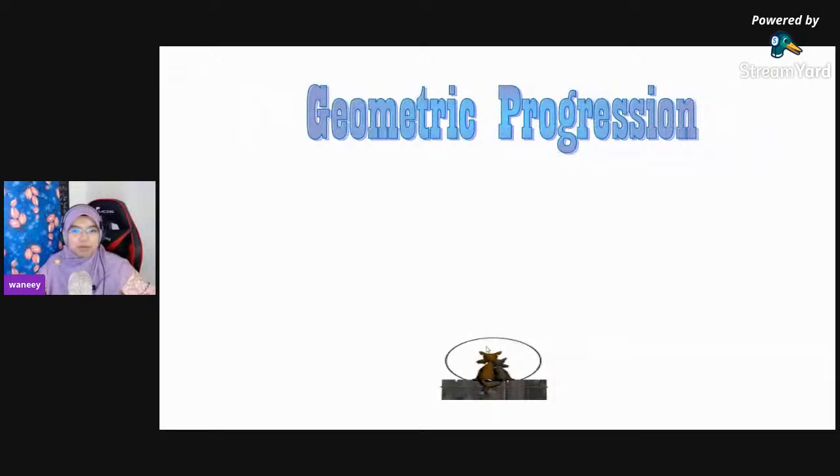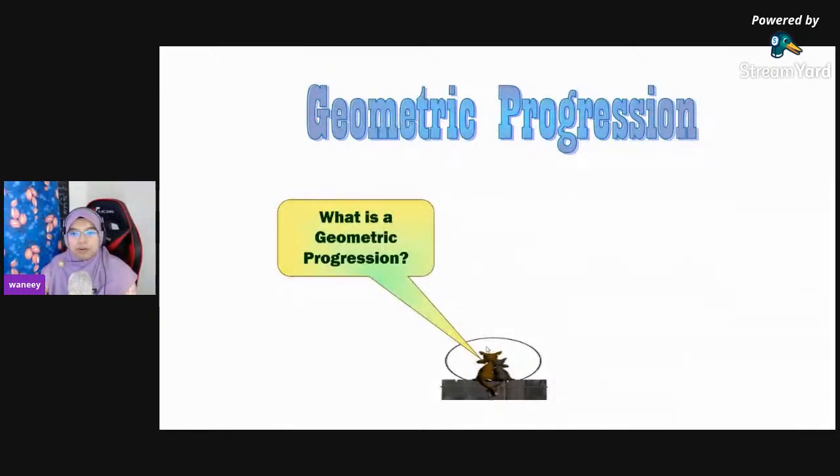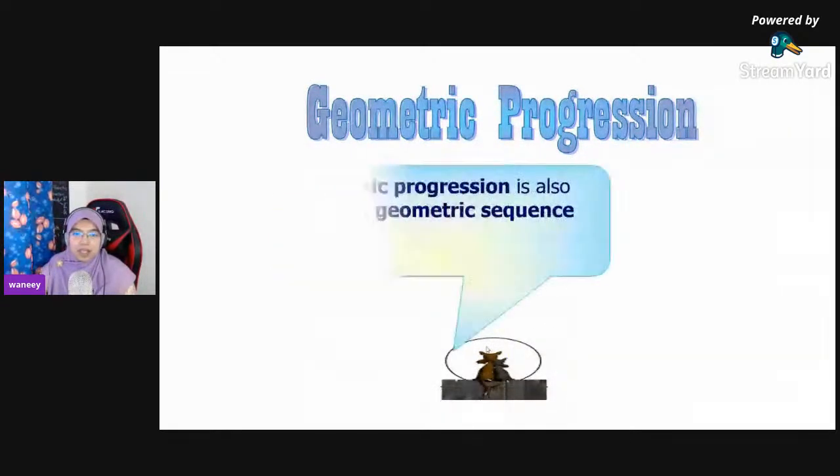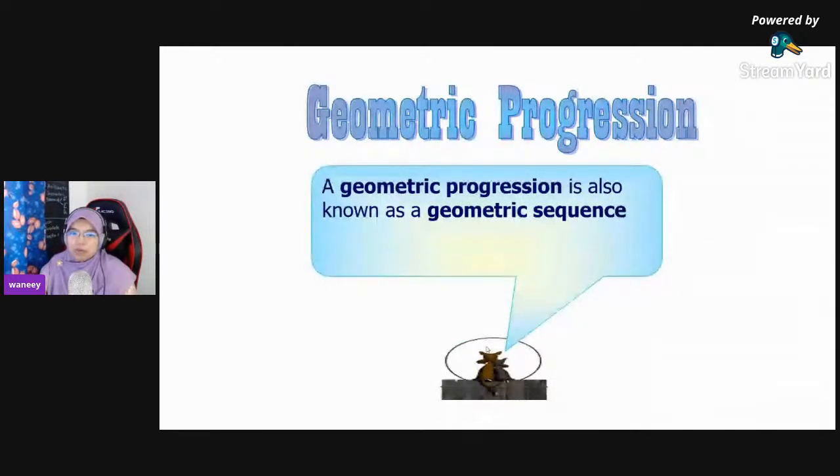Okay, so now geometric progression. So what is a geometric progression? So geometric progression is a sequence of numbers in which any term can be obtained from the previous term by multiplying a certain fixed number called the common ratio. So we are going to times them with some fixed number called the common ratio. So a geometric progression is also known as geometric sequence. So sometimes we call them GP, sometimes we call them geometric sequence. GP stands for geometric progression.